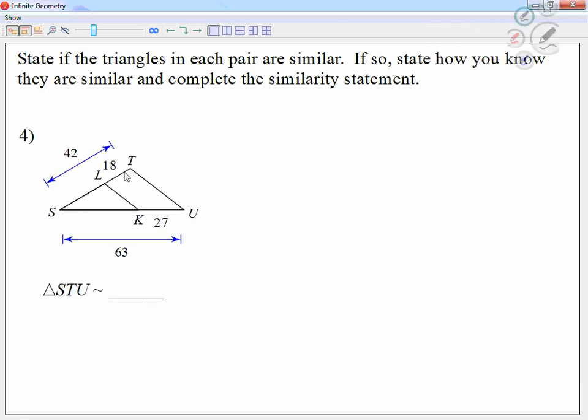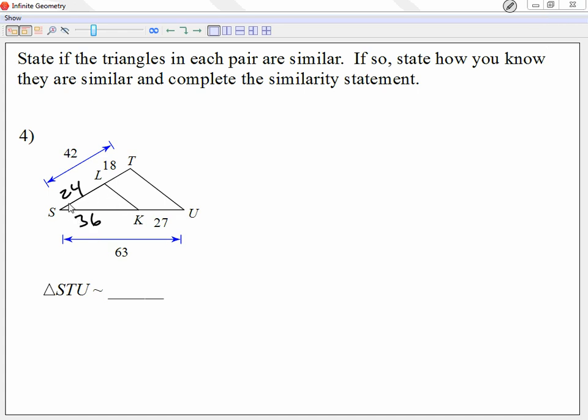Looking at number 4, if I look at the small triangle, I know this side right here is 24, because the whole thing was 42 and I took away 18, so that's 24. For me to find this other side, the whole thing is 63. So let me take away 27, we get 36.